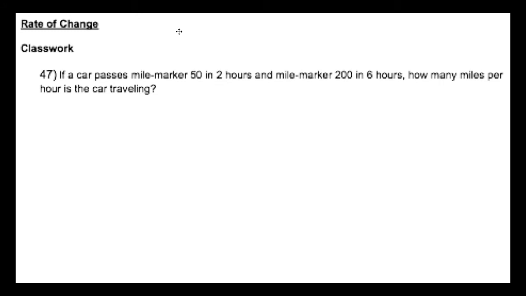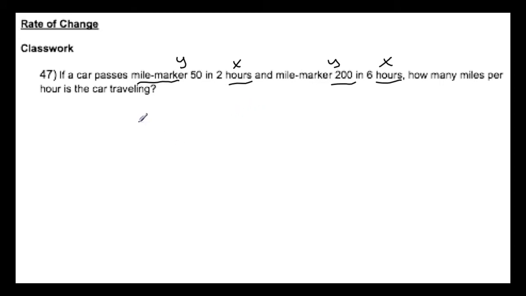If a car passes mile marker 50 in 2 hours and mile marker 200 in 6 hours, how many miles per hour is the car traveling? Well, let's go ahead and figure out that rate of change. So first of all, we have mile marker and hours as our label. And then here we have mile marker and hours. Since mile marker comes first, we can now figure out that this would be our y's, this would be our x's, this would be our y's, this would be our x's, because we can graph any two values on a coordinate plane. And we'll do that actually in class tomorrow.